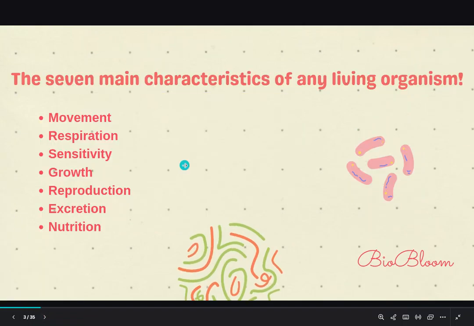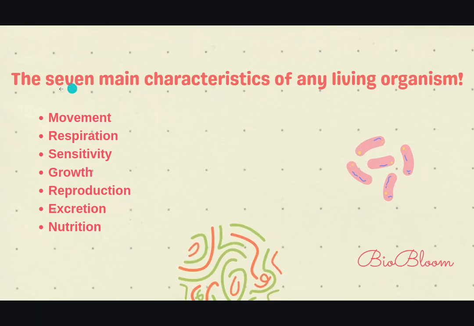All right. So, biologists have agreed that all living organisms show these seven basic characteristics. These characteristics include number 1 movement, respiration, sensitivity, growth, reproduction, excretion and nutrition.